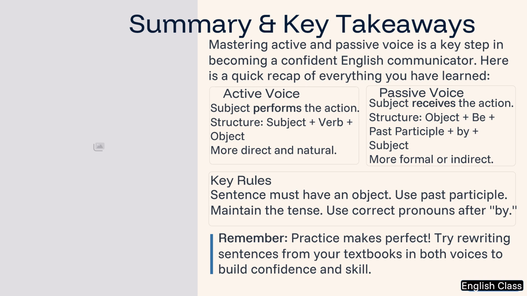So what are the key rules? Key rule number 1, sentence must have an object. Key rule number 2, use past participle. Key rule number 3, maintain the tense. Key rule number 4, use correct pronoun after by. Remember, practice makes perfect. Try rewriting sentences from your textbook in both voices to build confidence and skill.